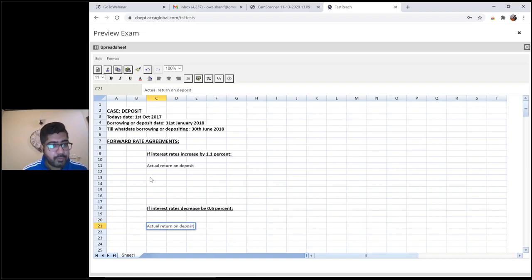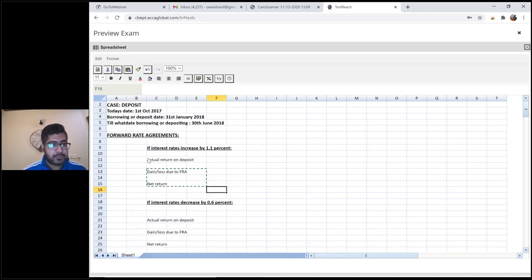And then you need to add or less gain or loss due to FRA. You get the net cost or net return. You will get the net return because it's a deposit case. Right? This is the format of FRA, which is in front of you, that you need to firstly write, in both cases working, increase or decrease.